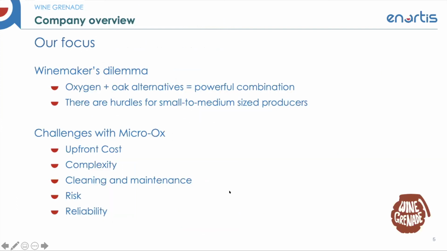So talking a little bit about the wine grenade product and how we approach micro-oxygenation, how that's a little bit different to other products in the market. The wine grenade was really born out of feedback that the company's founders were getting from within the wine industry, and that feedback was essentially that winemakers understood the power of using oak alternatives and oxygen together. But that there were a number of hurdles preventing them from taking that leap. And that was especially the case, based on the research that we did, for small to medium-sized wineries.